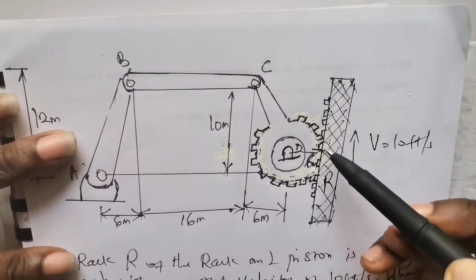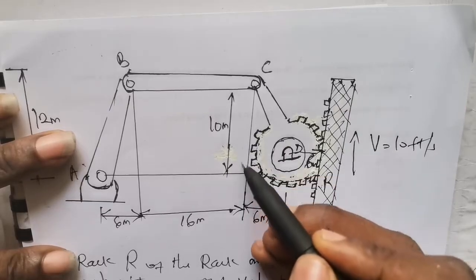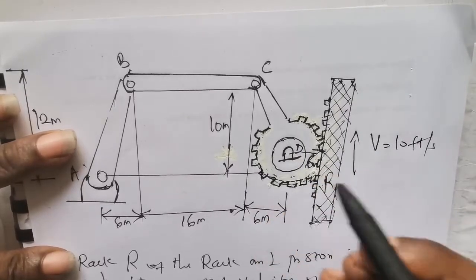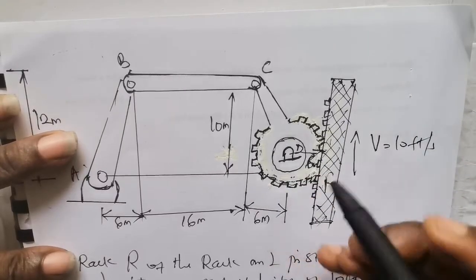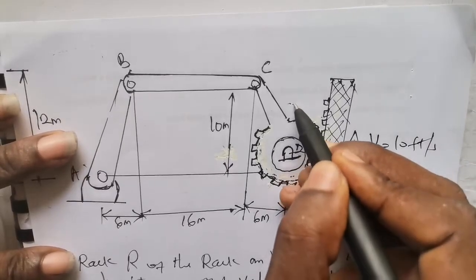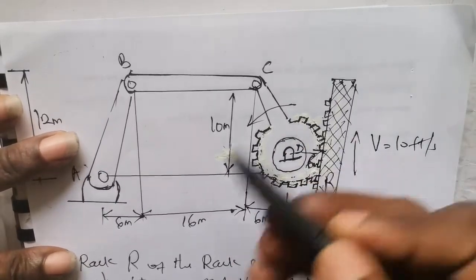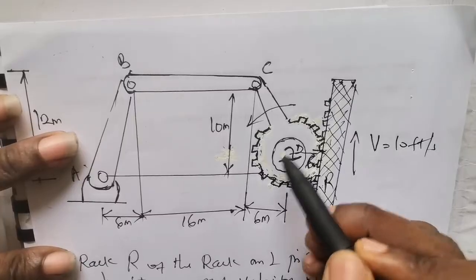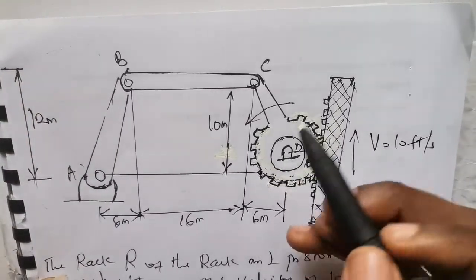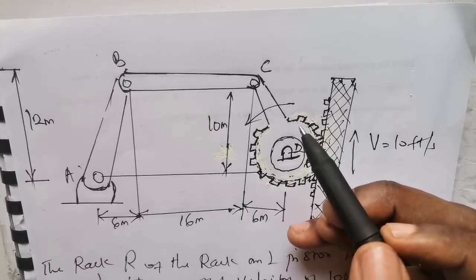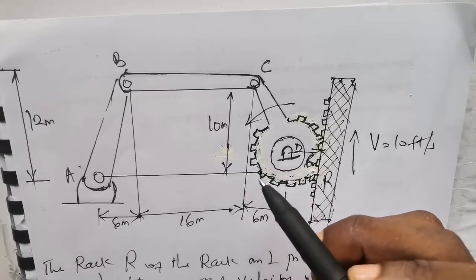If this rack is moving upwards, that means this gear is compelled to move anti-clockwise. So we'll have something like this. The gear is moving in this direction. Observe that point D is fixed in the gear. So if it is moving in this direction, it simply means it is moving in the anti-clockwise direction.